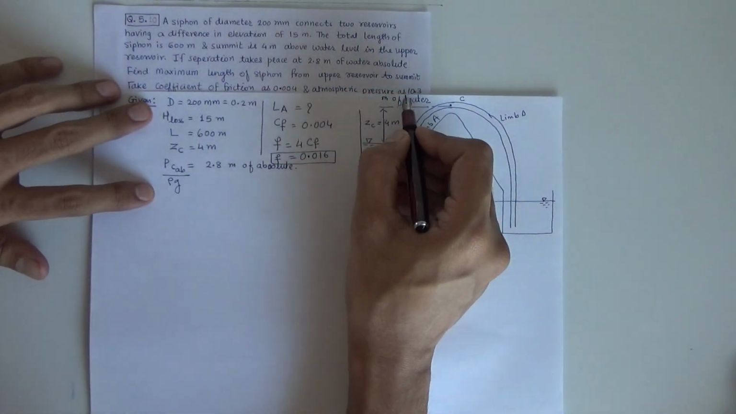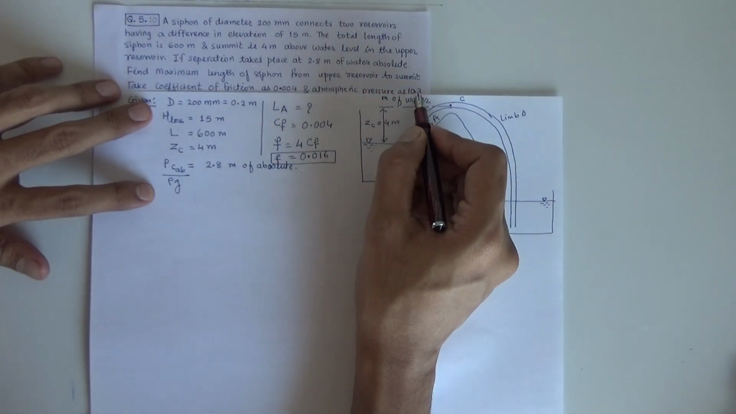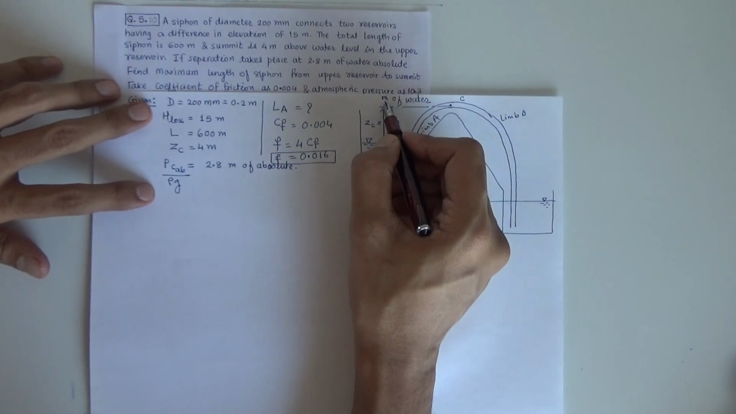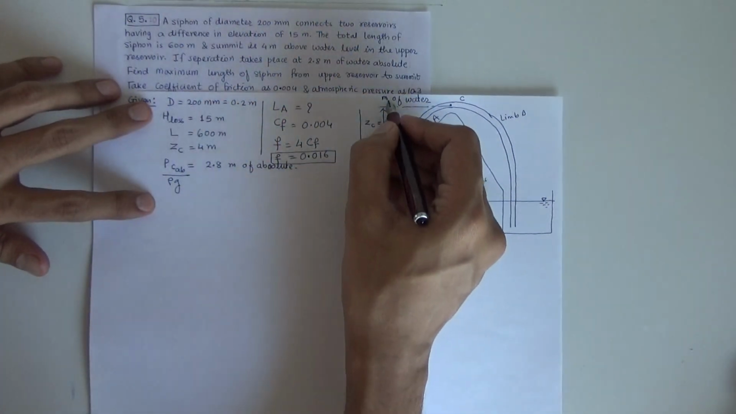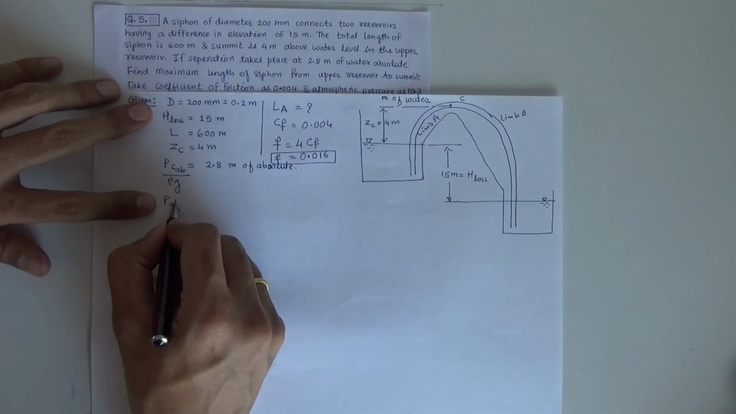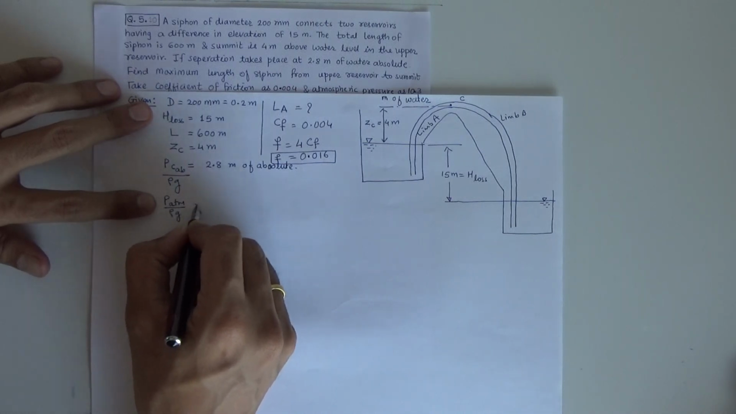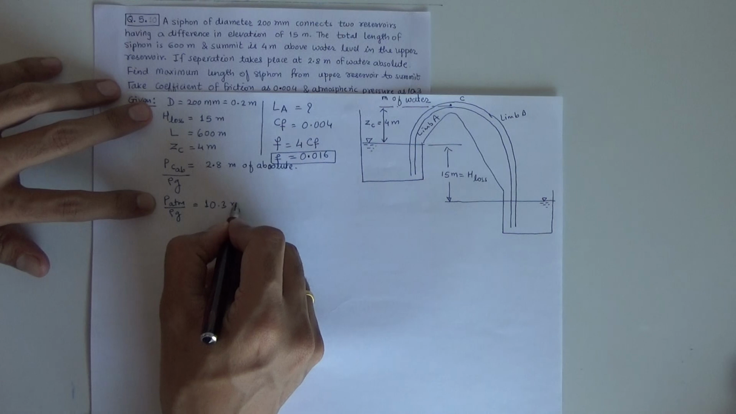Now take atmospheric pressure as 10.3 meter of water. Atmospheric pressure is how much? 10.3 meter of water. So it is also in meter. I will call this atmosphere upon rho g as 10.3 meter.